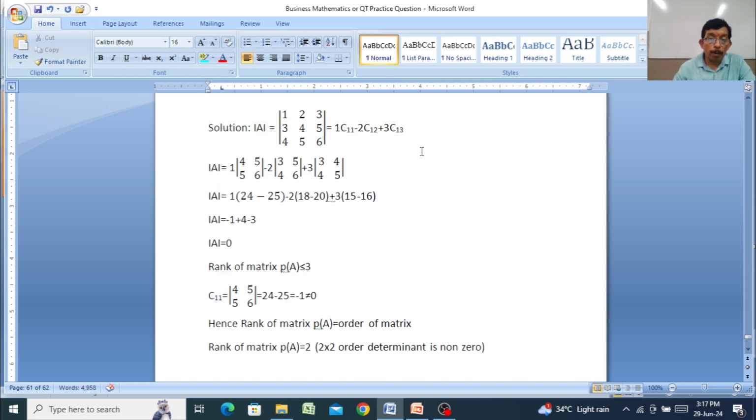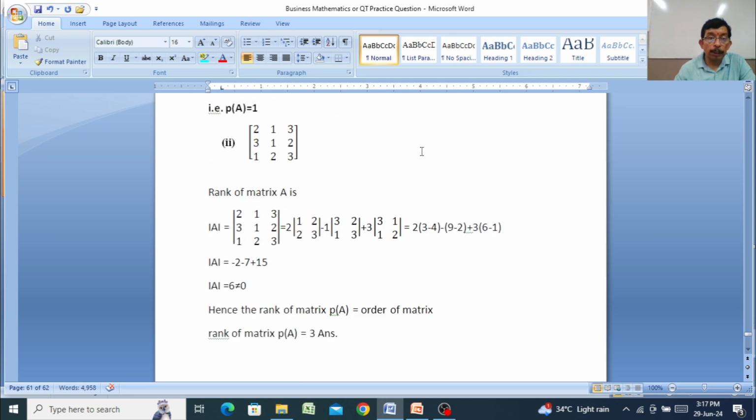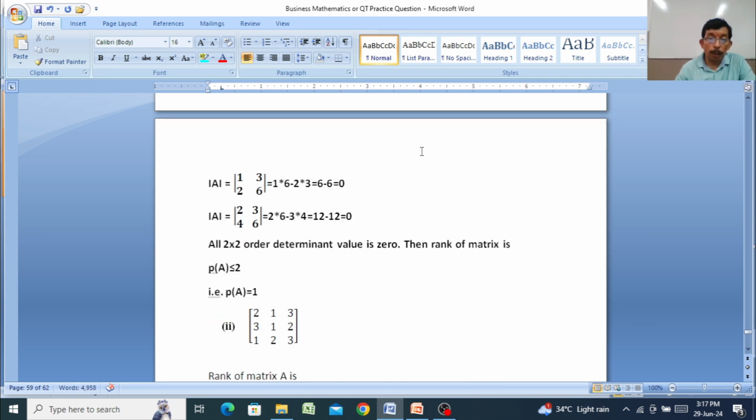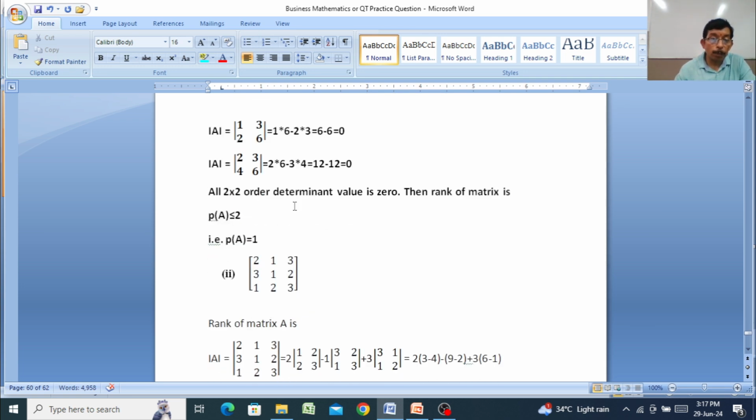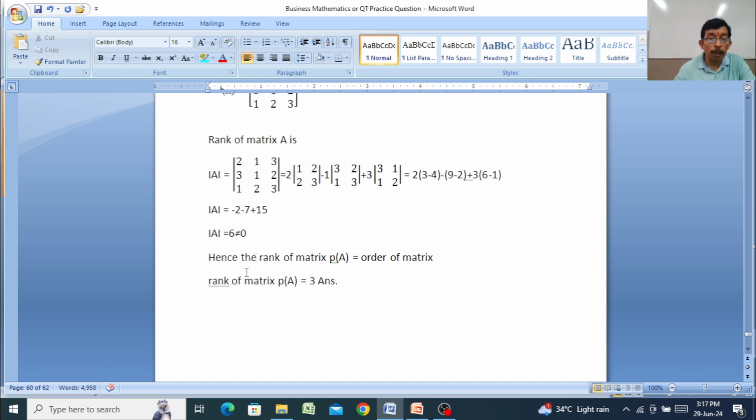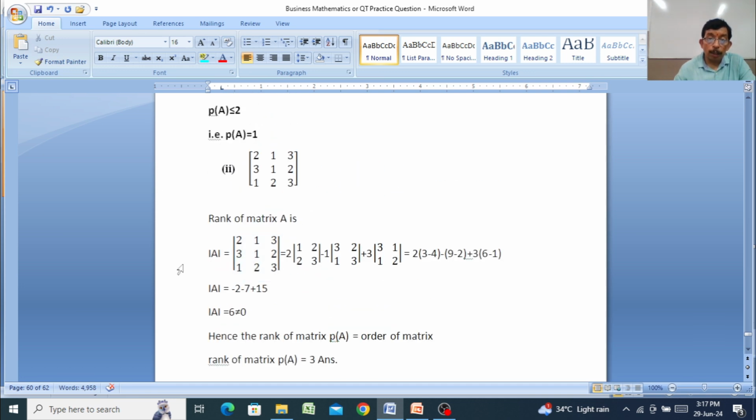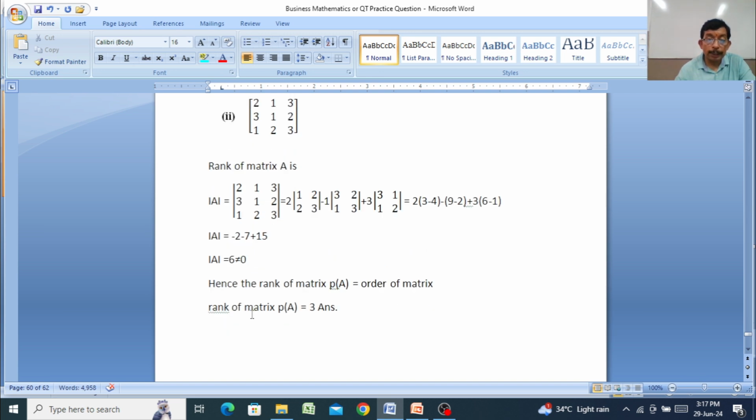There are three types of questions on rank of matrix here. The first one is 3 by 2 order, and each 2 by 2 order determinant is 0. The rank of matrix is 1. In the second type, the question is 3 by 3 order. Solve the equation. Then the highest order determinant value is non-zero, then the rank of matrix is 3.